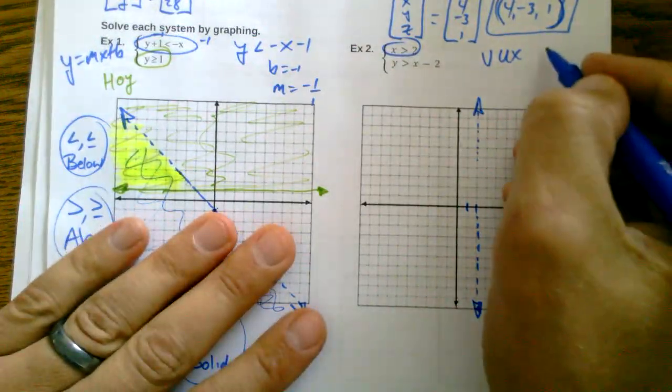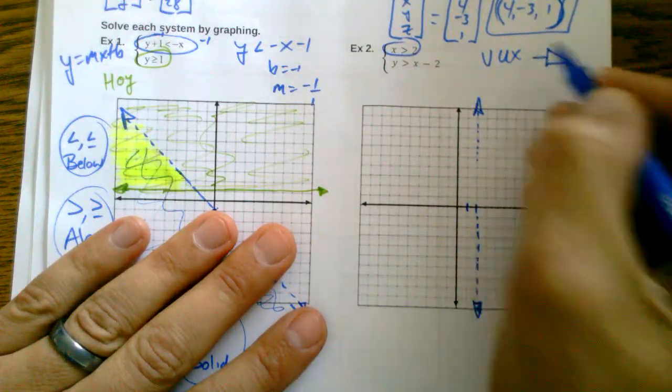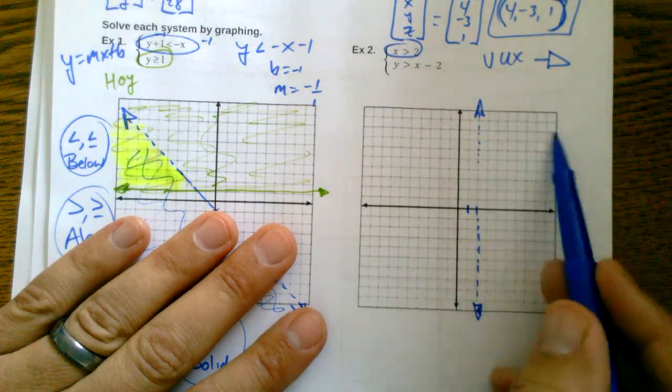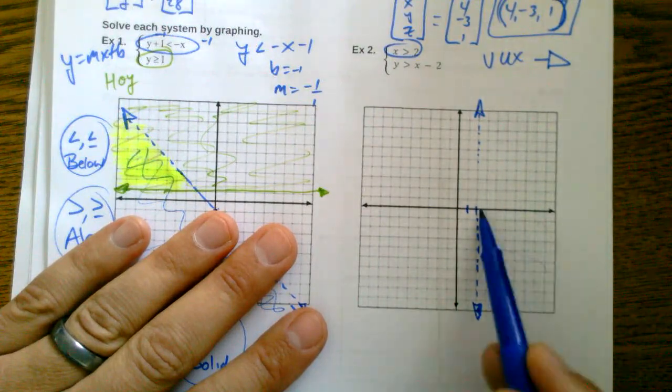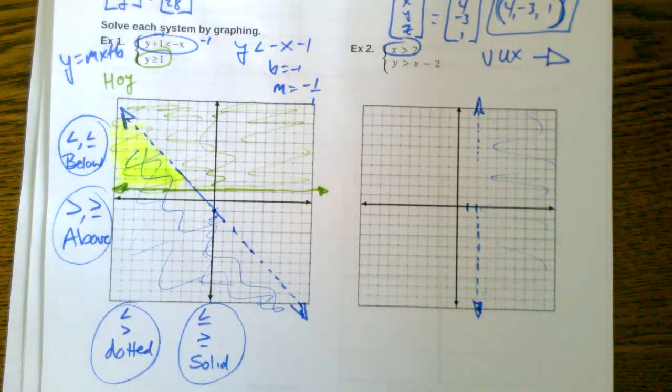Greater than, a greater than symbol, when it's a vertical, greater than is pointing to the right. So my shading for this one would be all the numbers that are greater than 2. That would be like 3 and 4 and 5. So my shading would be to the right. So I do that lightly.